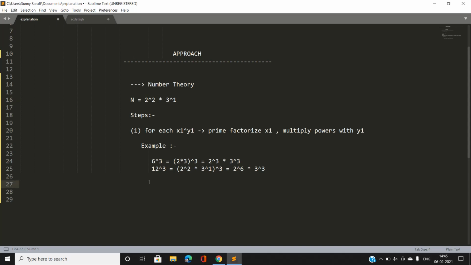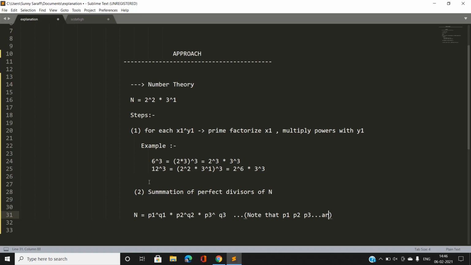After doing this, our next step would be the summation of perfect divisors of N. Suppose on prime factorization, N can be represented as p1 power q1 into p2 power q2 into p3 power q3 and so on. Note that p1, p2, p3 are prime numbers.